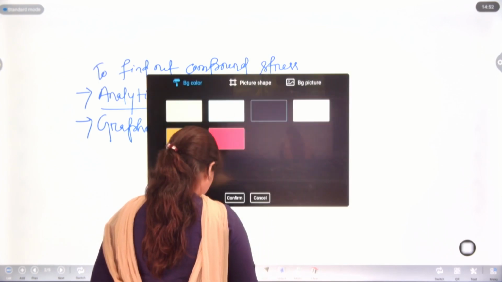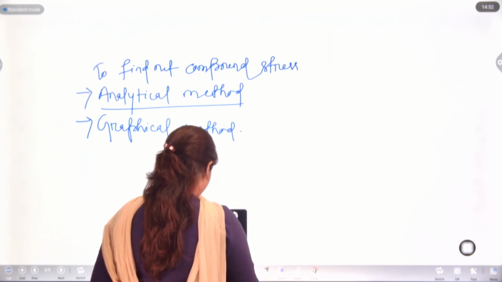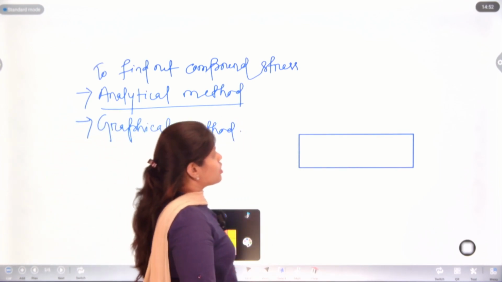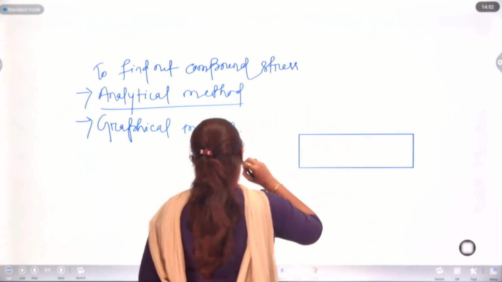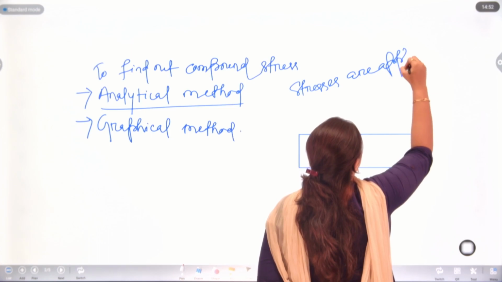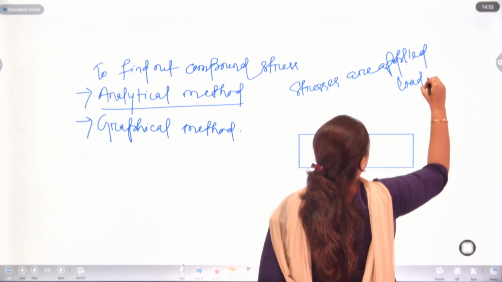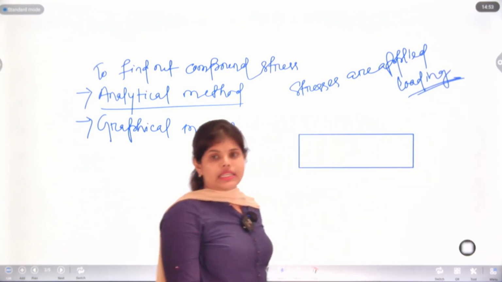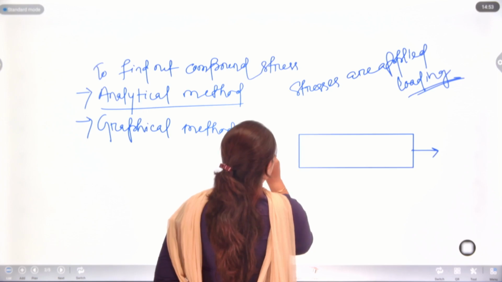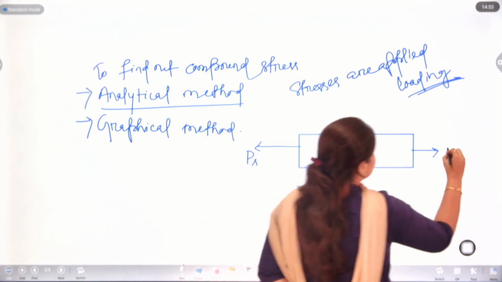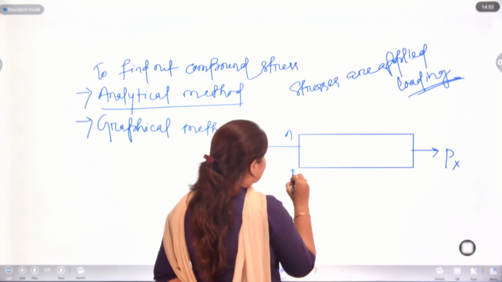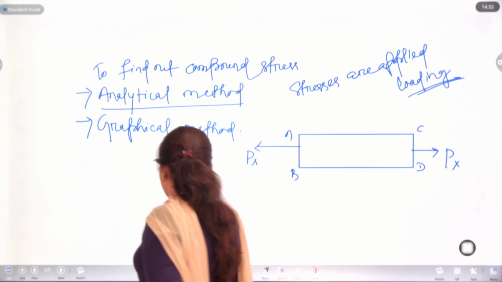If we understand the analytical method, first we will take one rectangular shape object. Till now we have learned that stresses are applied because of loading conditions. So, to find out stress, we need to put some load here. In this object, we have applied a tensile load in the x direction and named it Px. The object is A, B, C, D.